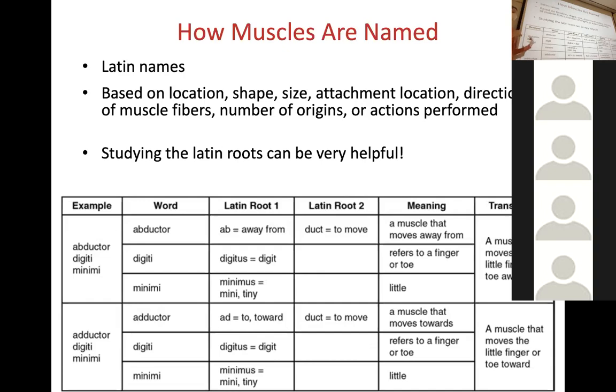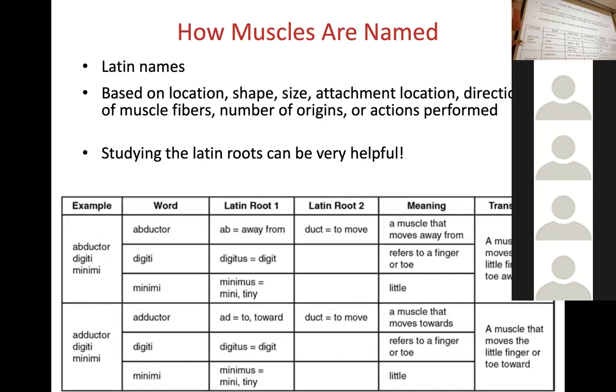So breaking down the Latin meanings can help you learn a bunch of muscles all at one time, or at least know maybe where they are in the body or generally what they do, or what parts of the body they work on. So muscle names can be based on a lot of different things that I've listed up there. You don't have to memorize all those things, but this is where these terms may come from: any of those different characteristics of the muscle, the shape, the size, the direction of the muscle fibers, etc.